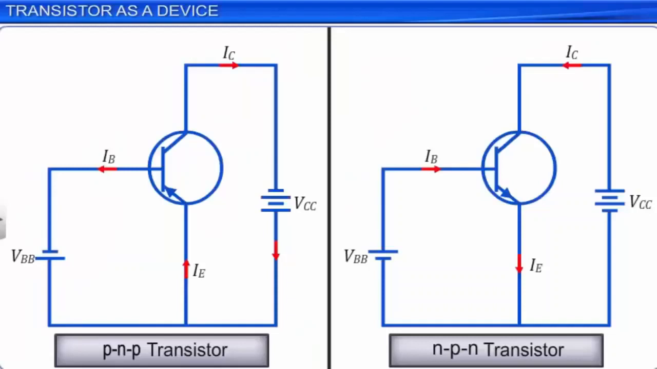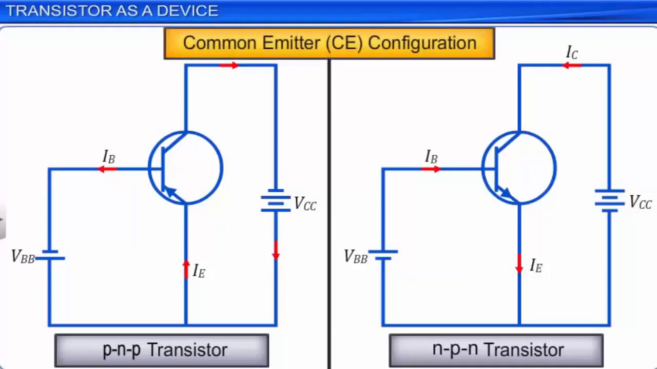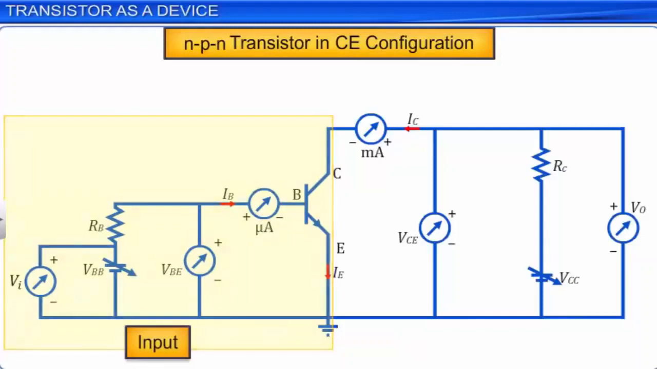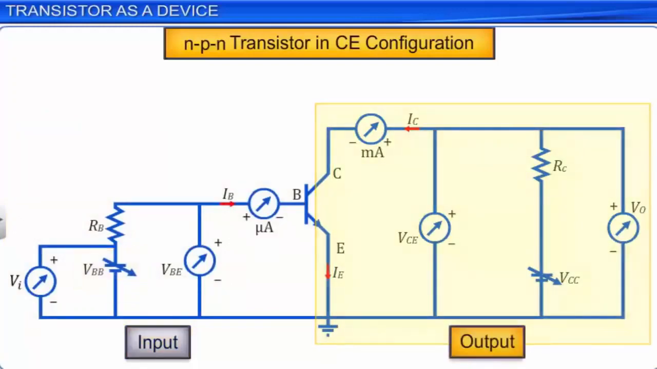We have learned that when the emitter terminal of a transistor is common to the input and the output, the transistor is said to be in common emitter configuration. For a transistor in common emitter configuration, the forward-biased emitter-base junction forms the input circuit, where the input voltage is VBB, while the reverse-biased collector-emitter junction forms the output circuit, where the output voltage is VCE.